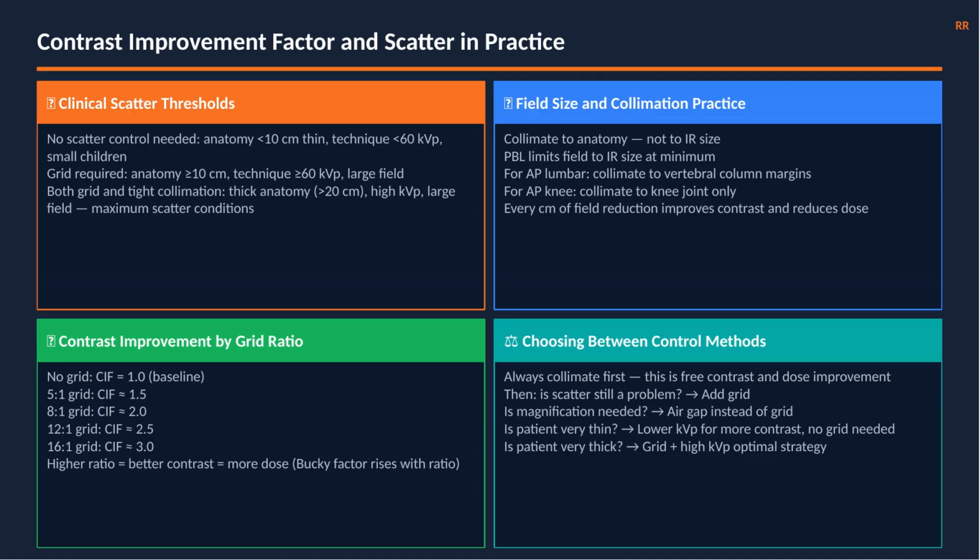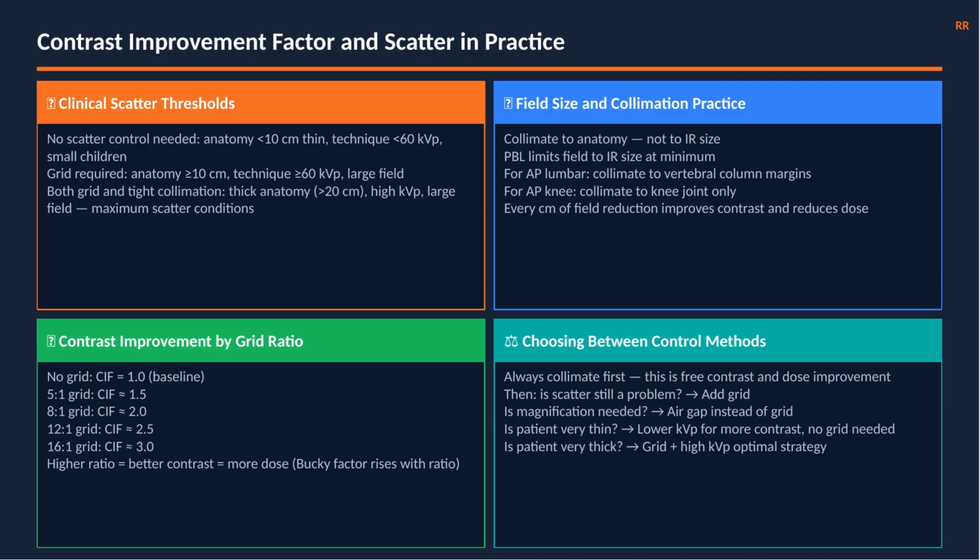And fourth, the decision tree. Always collimate first, that is free contrast and free dose reduction. Then ask, is scatter still a problem? If yes, add a grid. Is magnification needed? Then use air gap instead of grid.